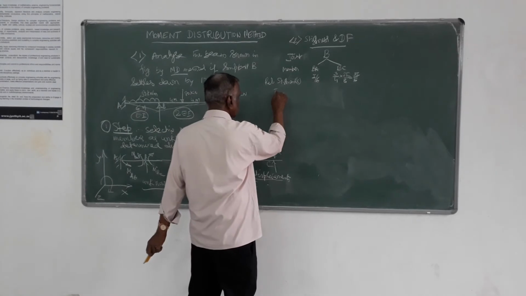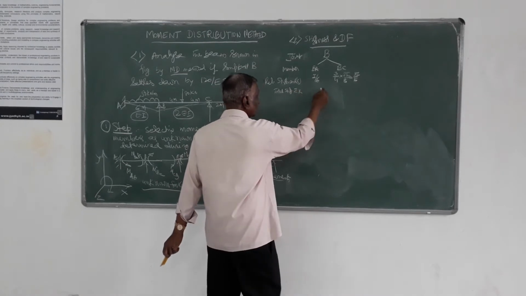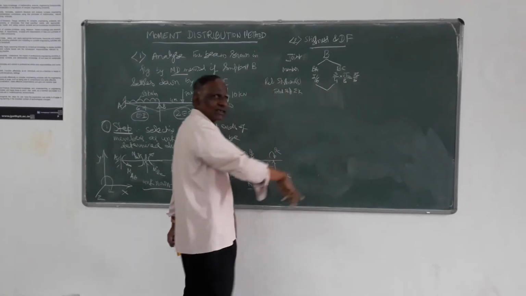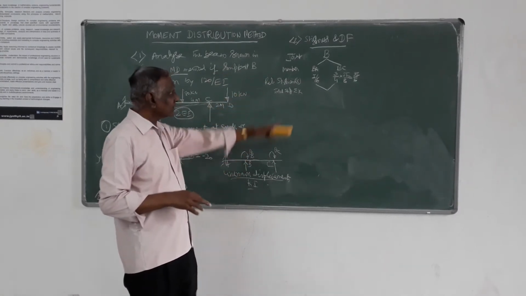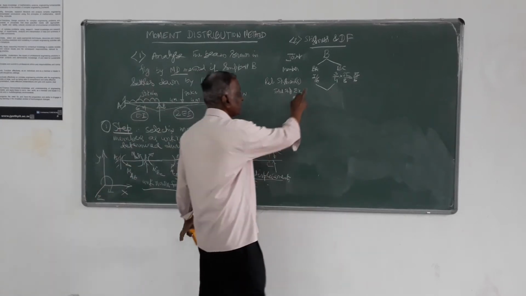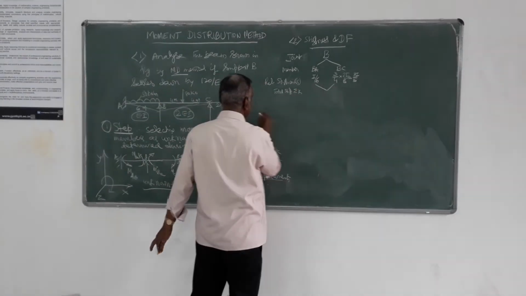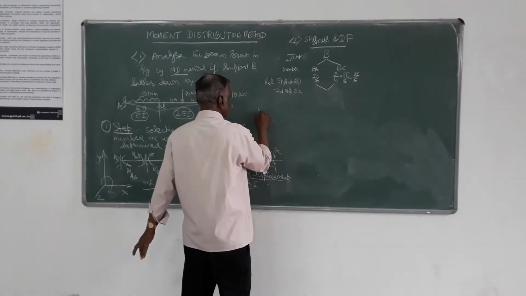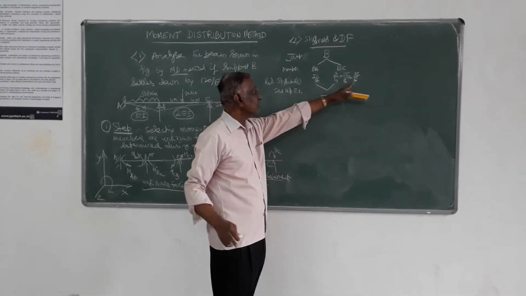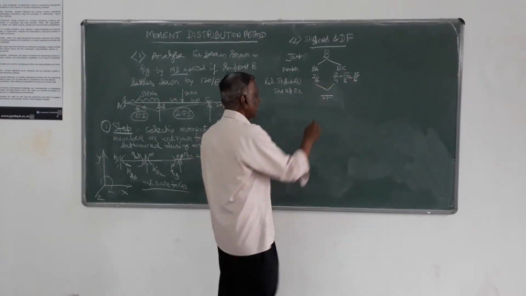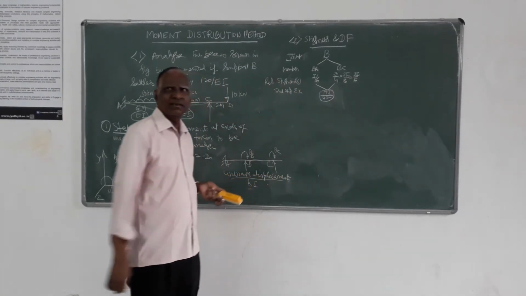Then find total stiffness at the joint. Total stiffness is required for calculating distribution factor, K of the member divided by sigma K. Sigma K is I by 6 plus 3I by 16. 48 is the LCM. So this will be 8I, this will be 9I, 8 plus 9, it is 17I. This is the total stiffness.